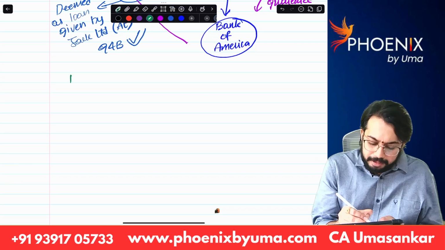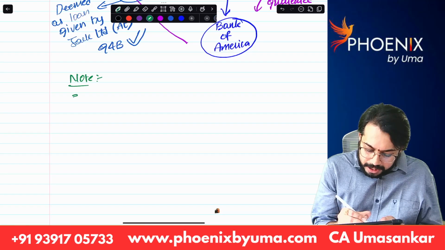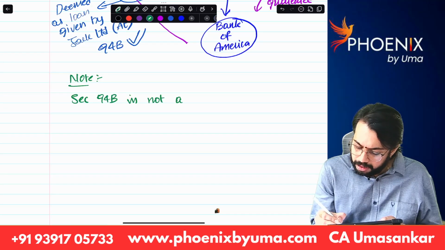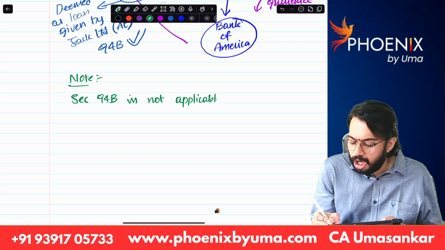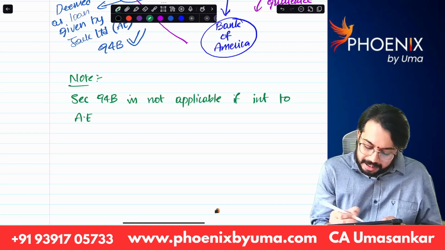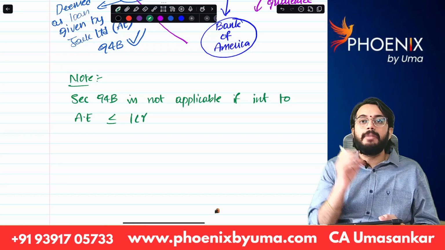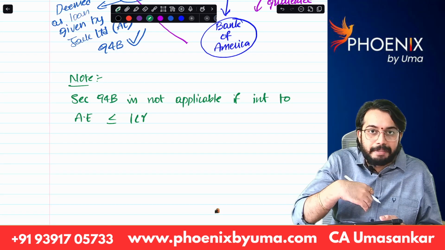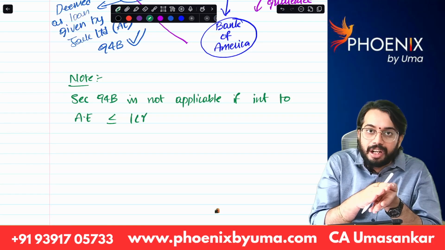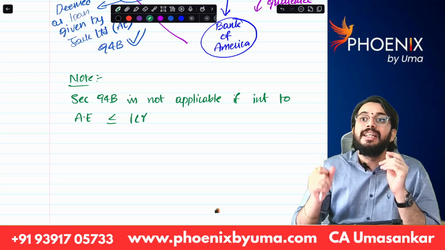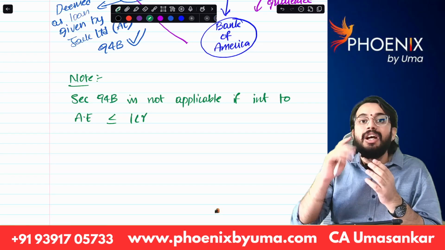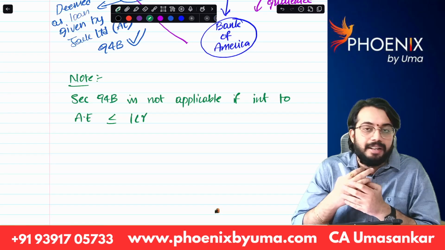Next note point, section 94B is not applicable when interest to associated enterprise is less than or equal to 1 crore. That means when you take loan from associated enterprise, you will pay interest, right? If amount of interest is less than 1 crore or equal to 1 crore, then 94B is not applicable. Section 94B applies only if interest paid to associated enterprise is more than 1 crore rupees. Are you able to understand?